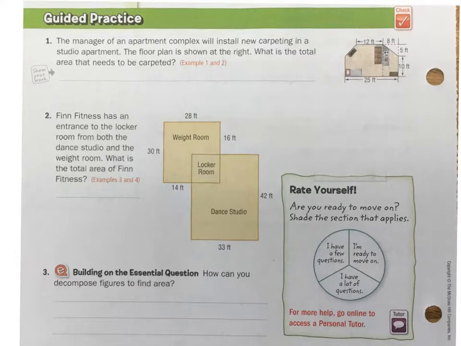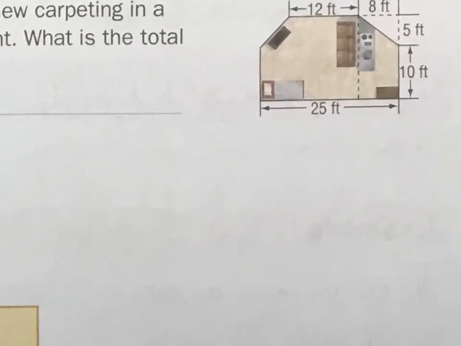This is the guided practice for 9.6. Let's do number 1. The manager of an apartment complex will install new carpeting in a studio apartment. The floor plan is right here. I'm going to make it bigger.